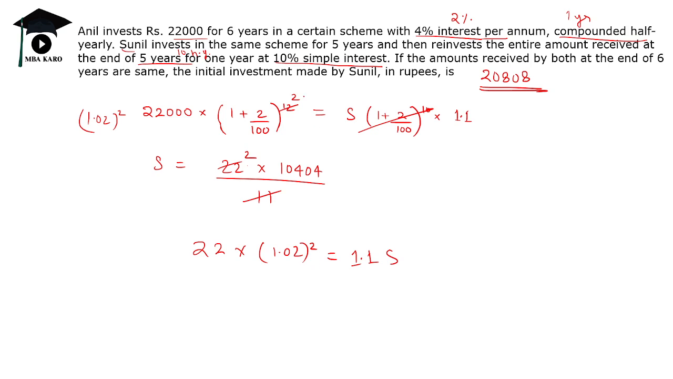But still, right, if you wish to solve it completely formula wise, this is the answer: 22,000 into this raised to the power 12, because 6 years and 12 half years. Similarly 10, because it is 5 years, and in half, compounded half yearly, into 1.1.